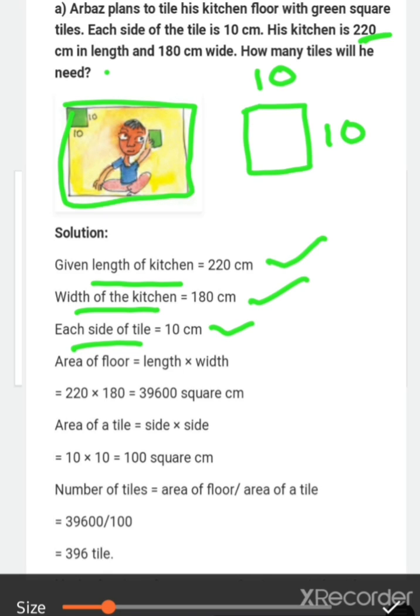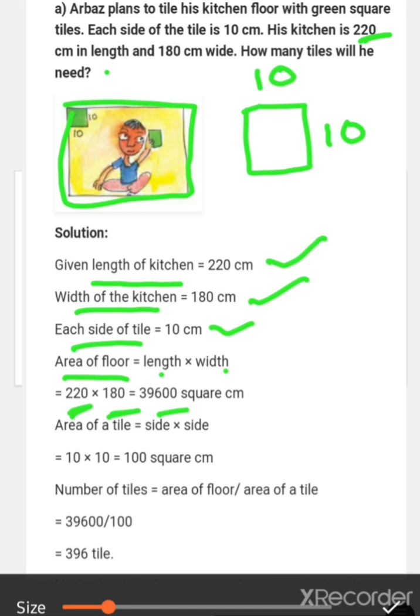The area of the floor is in the shape of a rectangle. So length multiplied by breadth, and length is 220 and breadth is 180, and when we multiply these we'll get 39,600. Now we have found the area of the rectangle.